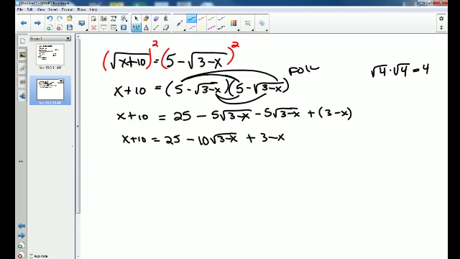Now we're gonna take all this stuff over to the left and isolate the radical. Now we can isolate the radical, because there's only one left, correct? That's why you gotta stay organized. Lots of you in here are all over the place, it doesn't do you much good. So, add x, right?